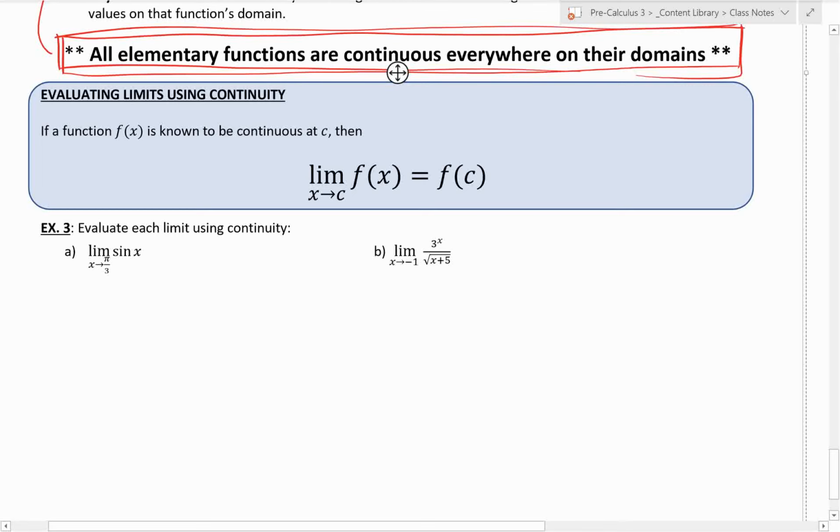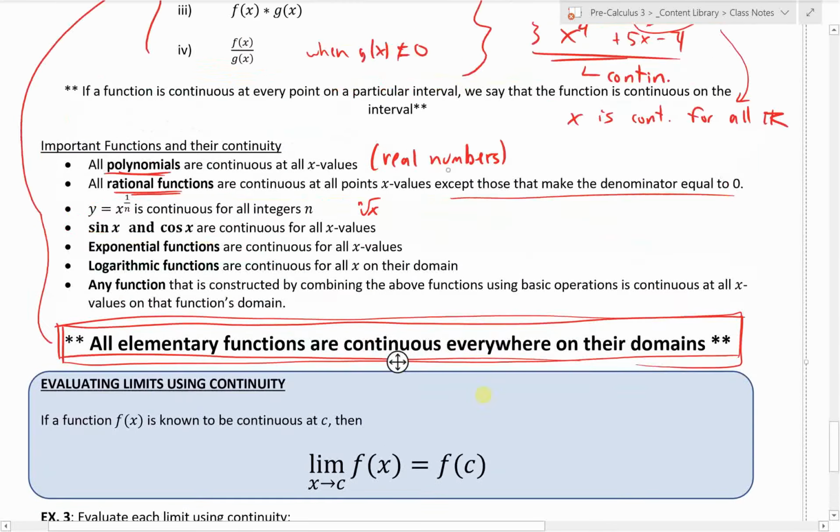All right, we're going to wrap up this section with probably the most important single piece of information from this section here. So here's the important conclusion for us. This is like the big summary of all that we've been talking about. If a function is known to be continuous, well, remember what it means to be continuous.